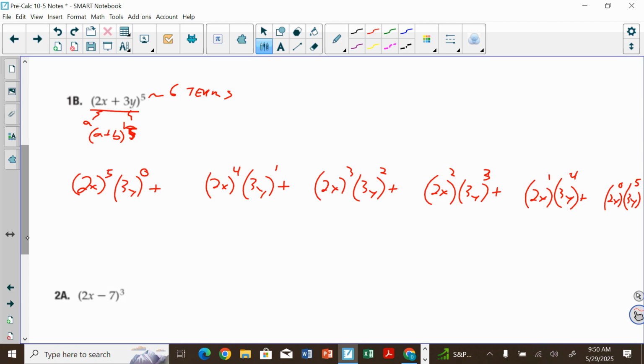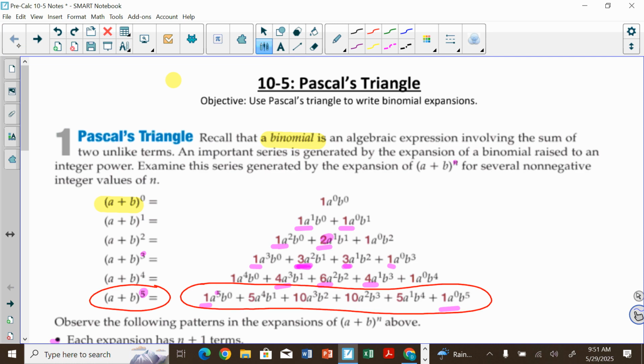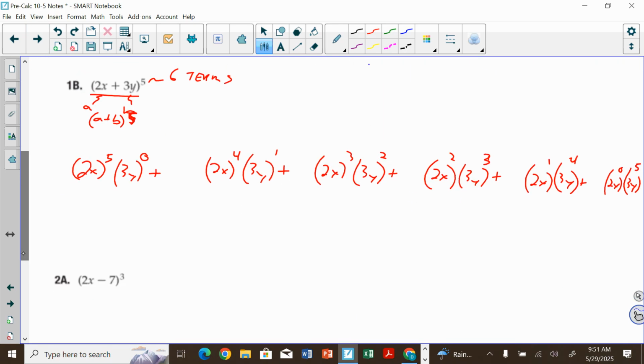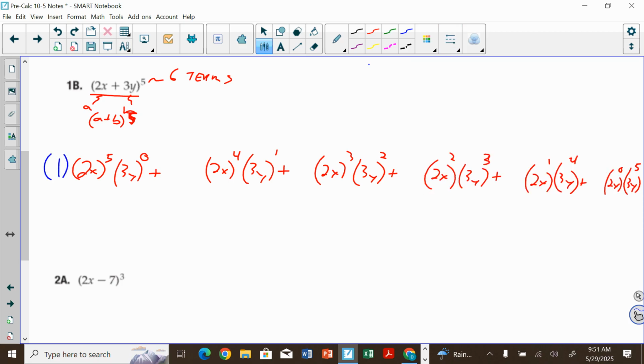Okay, so the first term went 5, 4, 3, 2, 1. The second term went 0, 1, 2, 3, 4, 5. All right, now we've got to add those coefficients that we were just talking about in front. So to do that, again, that's where I referenced these two lines. 6-termer, 1, 5, 10, 10, 5, 1. I'm going to place this one in front: 1. This one's 5, 10, 10, 5, and 1.